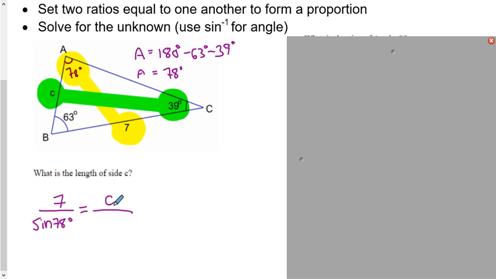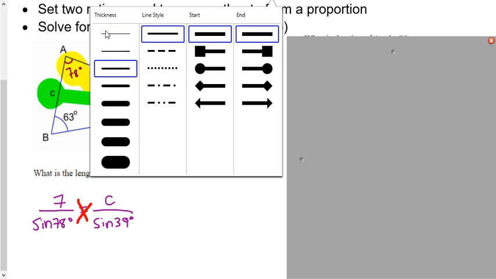We want to know C, and the matching angle for that, we'd say sine of 39 degrees. Okay, so we've set up our proportion. Let's do that cross multiply game. What are we going to end up with?